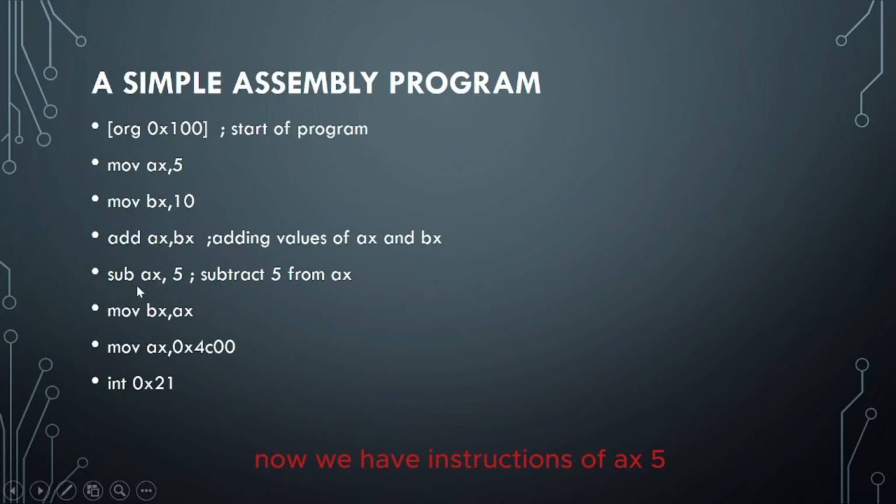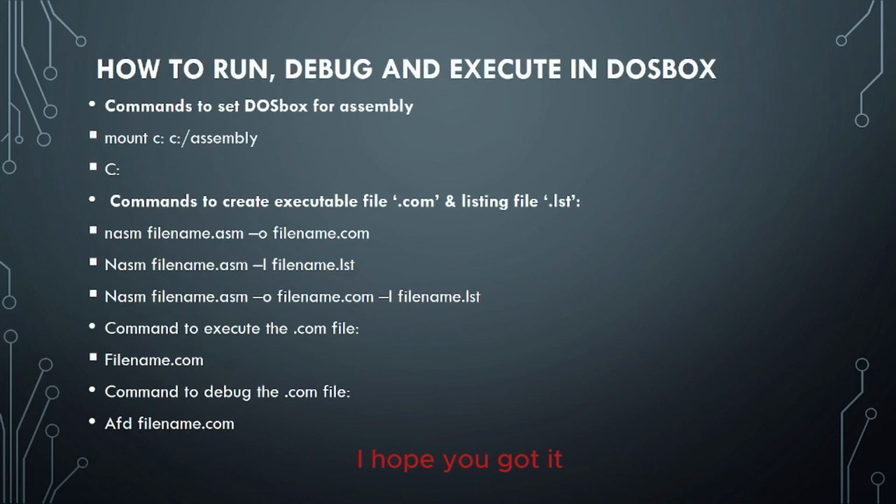Now we have instruction sub AX, 5. We are subtracting 5 from the value stored in AX. And the result will be stored in AX as AX is the destination. Now we are using instruction mov BX, AX. We are moving the value of AX into BX. Now we use instruction mov AX, 0x4C00 and int 0x21. That is showing the end of the program and will generate an interrupt to terminate the program. It was a simple assembly program. I hope you got it.